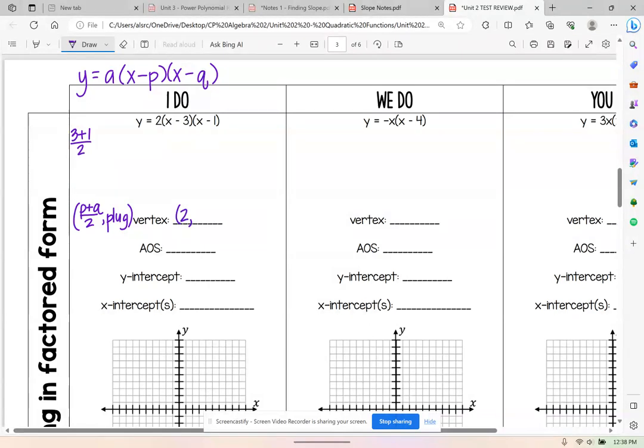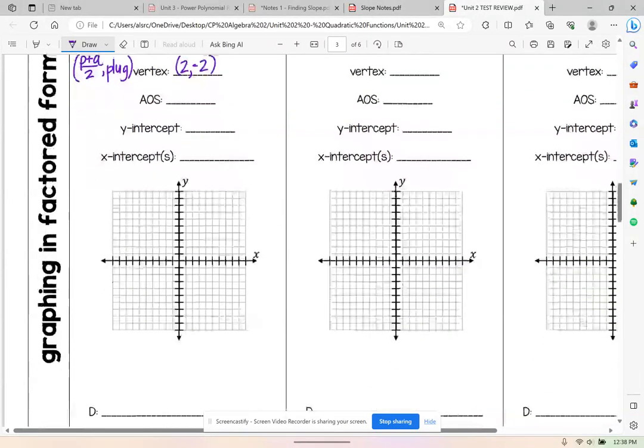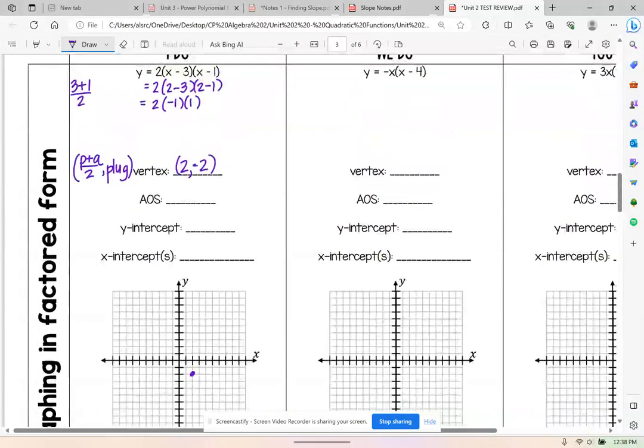How do I find my y value? Plug it in. So I'm going to have 2 times the quantity 2 minus 3 times 2 minus 1. So 2 times the quantity negative 1 times 1. 2 times negative 1 is negative 2. Times 1 is still negative 2. So there's my vertex: (2, -2). Axis of symmetry is what? x equals 2.